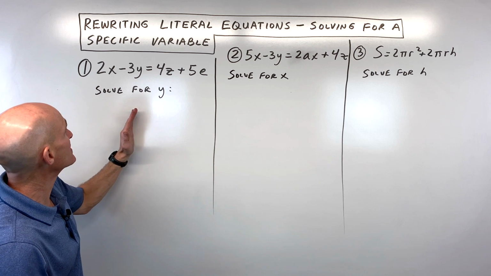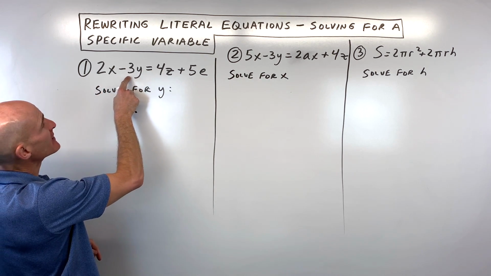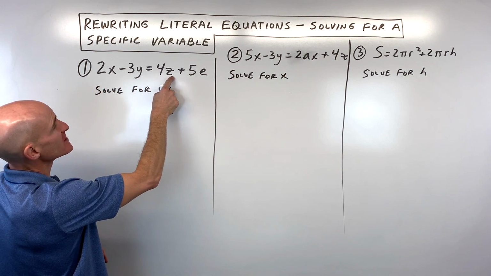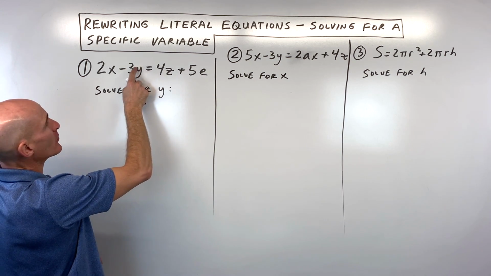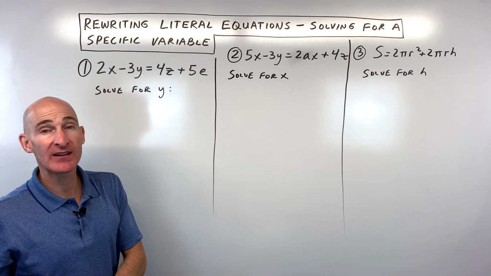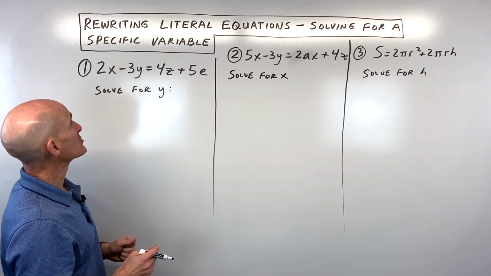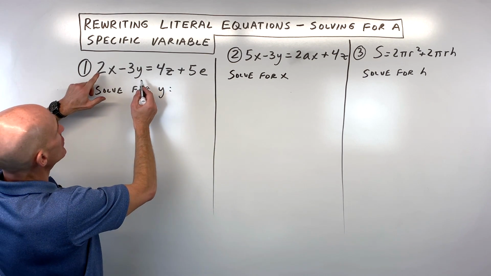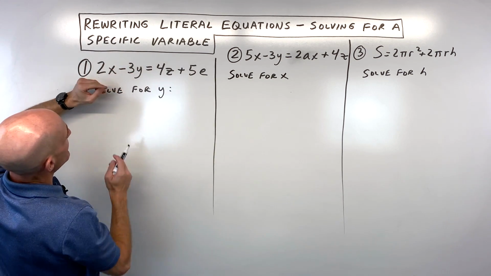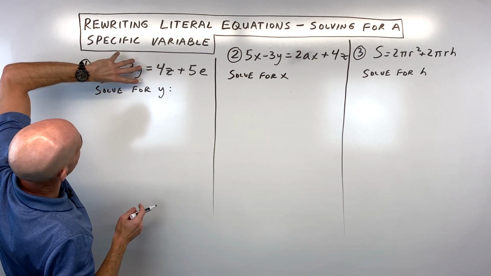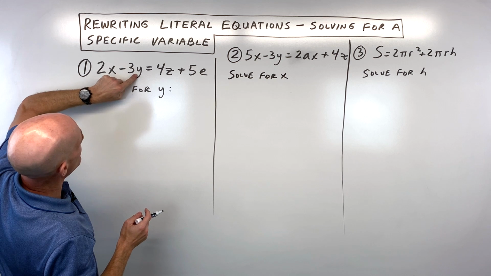So the first example, we've got 2x minus 3y equals 4z plus 5e, and we want to solve for the variable y. We want to get this y by itself on one side of the equal sign, and that's what it means to solve for it. Now, the way I like to think about it is, if I'm trying to get this y by itself, I'm here on the left side of the equation. I like to think about working from the outside in towards that y.